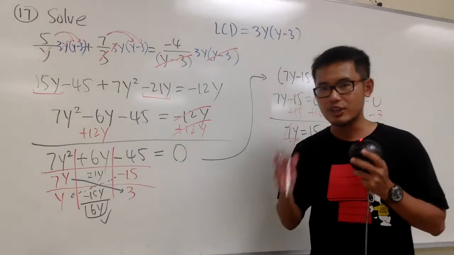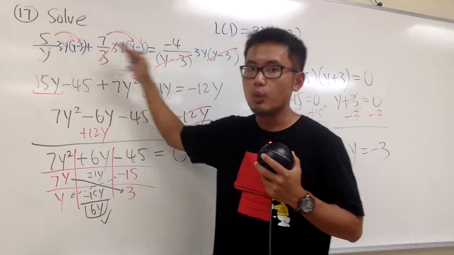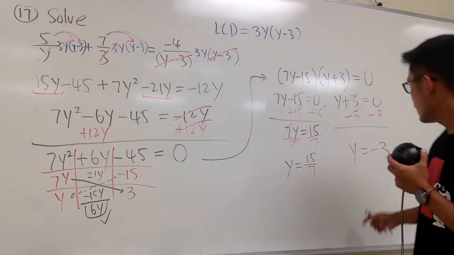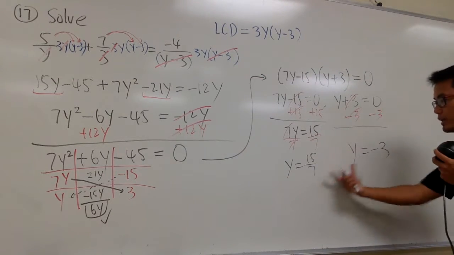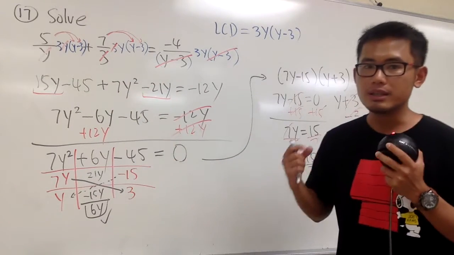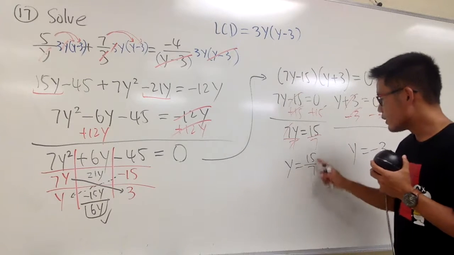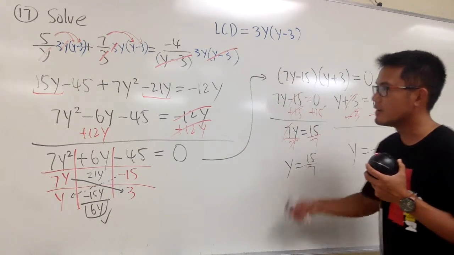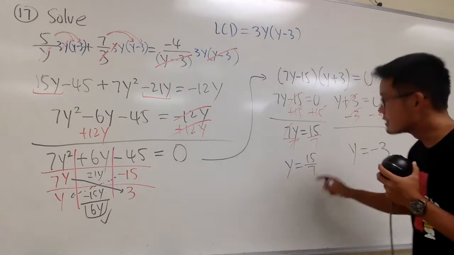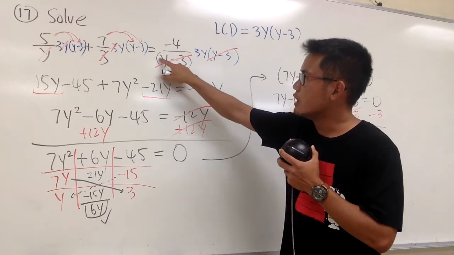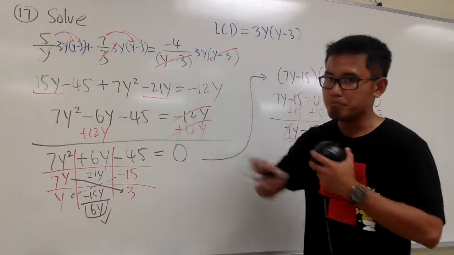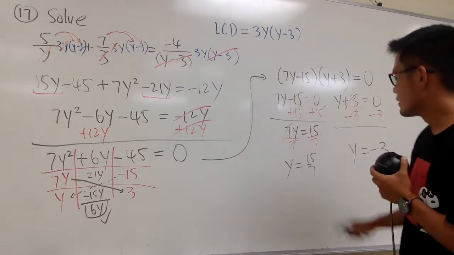Don't forget that we have to check our answer, because originally we start off with a rational equation, right? So we have to be sure when we plug in these two numbers back to the denominators, we don't end up with a 0 in the denominator. Okay. First of all, if you plug in 15 over 7 into this denominator, we don't get 0, so that's good. If you plug in 15 over 7 into here, this was originally y minus 3. 15 over 7 minus 3, it's not 0 for sure, right? So this one is the answer.